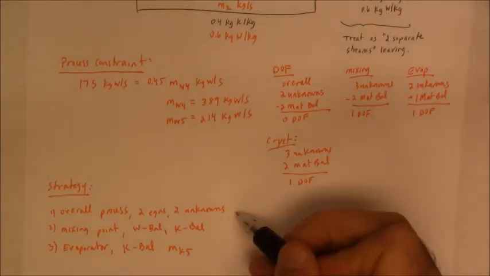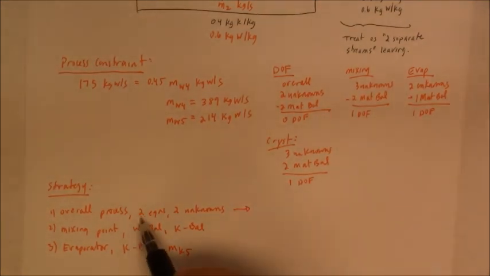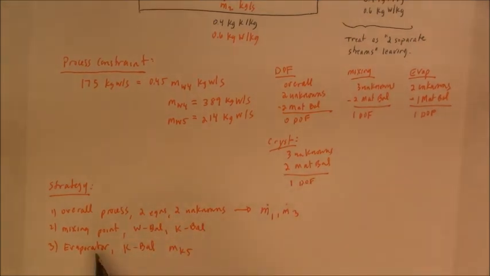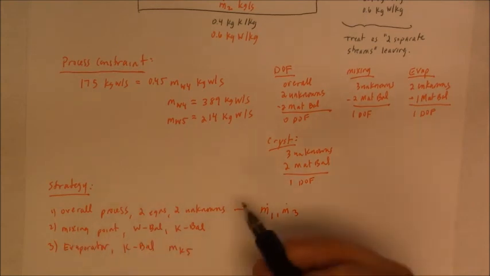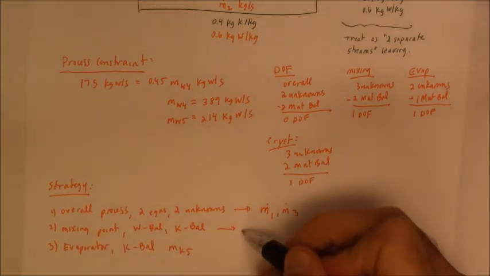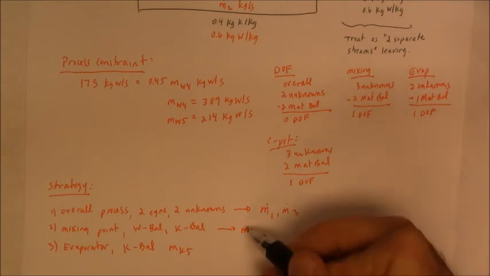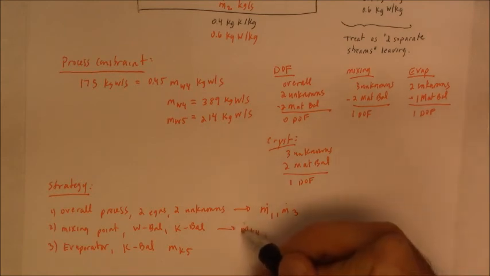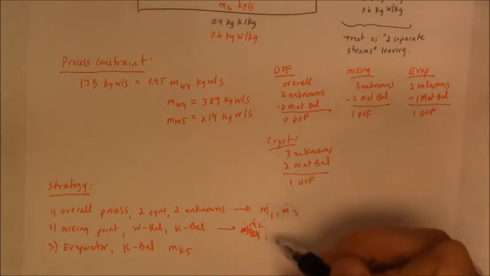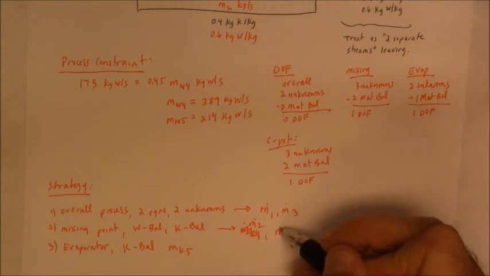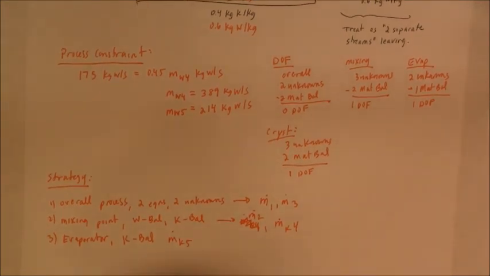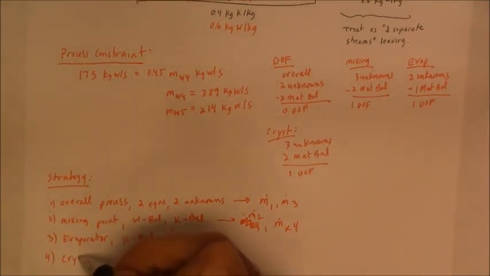So let me just refresh on the strategy. Two equations, two unknowns. This allows us to solve for M1 and M3. At the mixing point, we use the water balance to solve for M2, and we use the potassium balance to solve for MK4. At the evaporator, we do the potassium balance to solve for M5, and then finally we go on to the crystallizer.